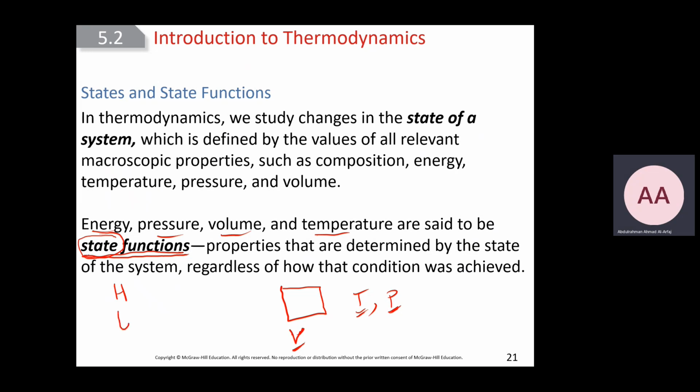I just want to say that volume, pressure, temperature, also enthalpy, and U are state functions. This means they will have a certain exact value if we have the same temperature, the same pressure, and all the factors are the same. While Q and W are not state functions. It depends on how you take these things.